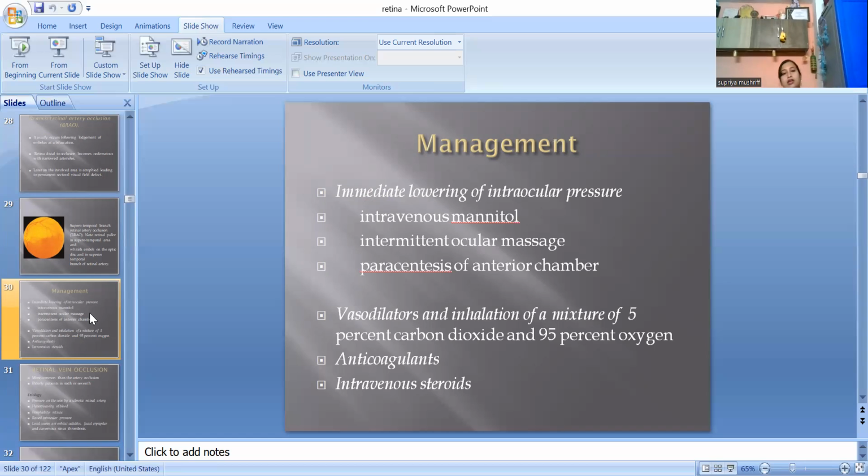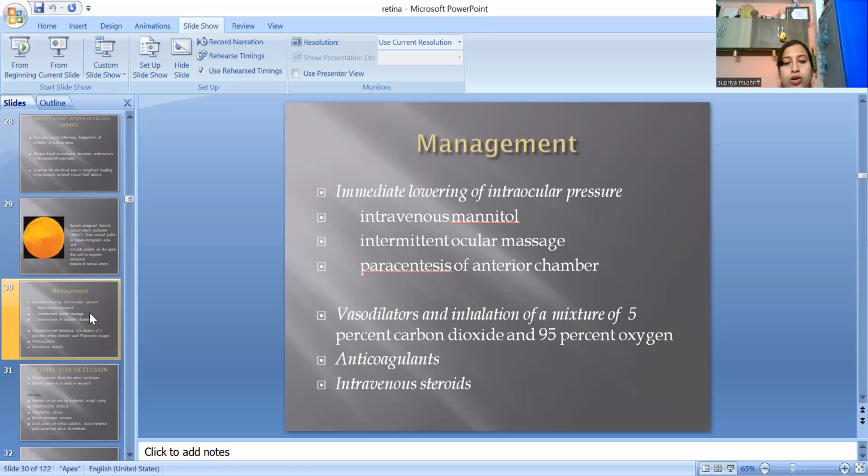So it is a medical emergency. So what should we do in central retinal artery occlusion if a patient comes with it? We should immediately do lowering of intraocular pressure. It can be done by intravenous mannitol, intermittent ocular massage, paracentesis of anterior chamber. Also by vasodilators and inhalation of the mixture of 5% carbon dioxide and 95% oxygen, which is known as carbogen.